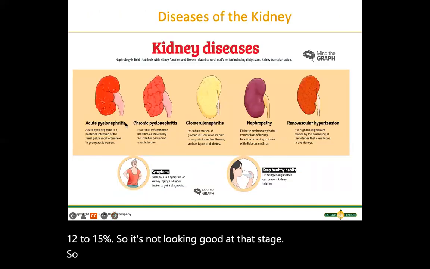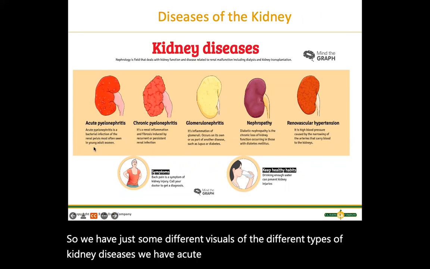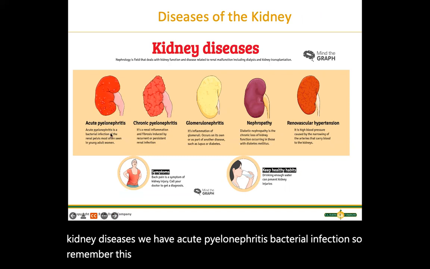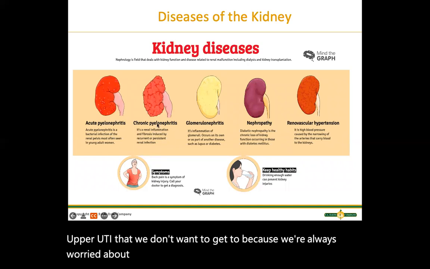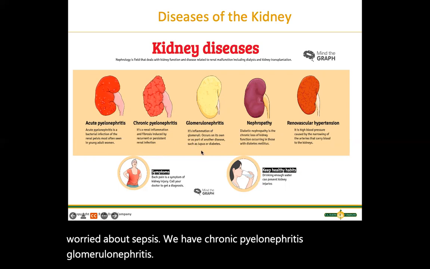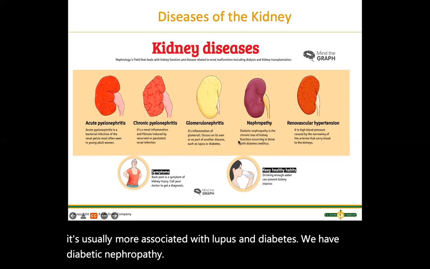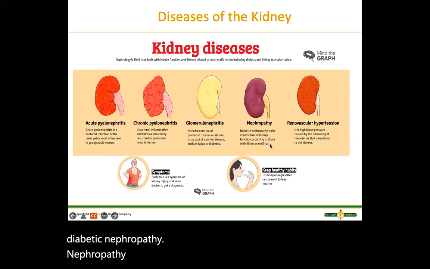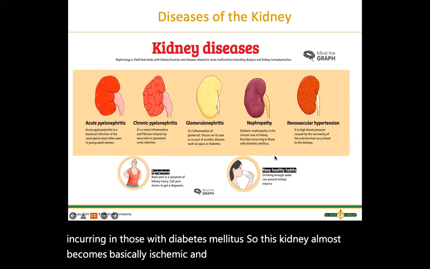So we have just some different visuals of the different types of kidney diseases. We have acute pyelonephritis, a bacterial infection. Remember, this is our upper UTI that we don't want to get to because we're always worried about sepsis. We have chronic pyelonephritis, and glomerulonephritis, which is usually more associated with lupus and diabetes. We have diabetic nephropathy, the chronic loss of kidney function occurring in those with diabetes mellitus. So this kidney almost becomes basically ischemic and stops functioning.